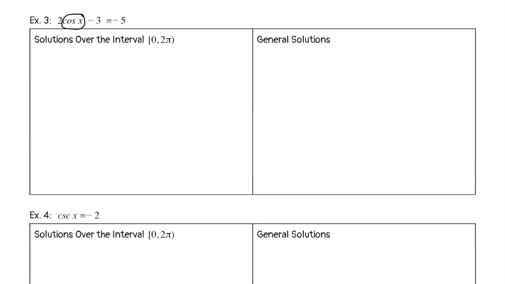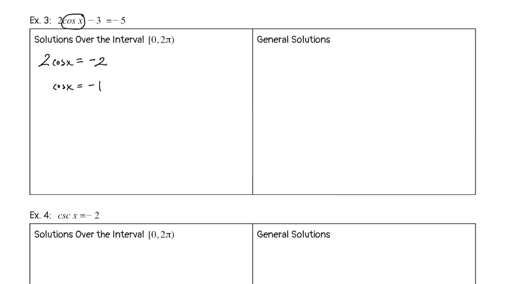Plus 3 on both sides. Okay, so 2 cosine x equals negative 5 plus 3, which is negative 2. And then dividing by 2 on both sides, good. So cosine x equals negative 1.